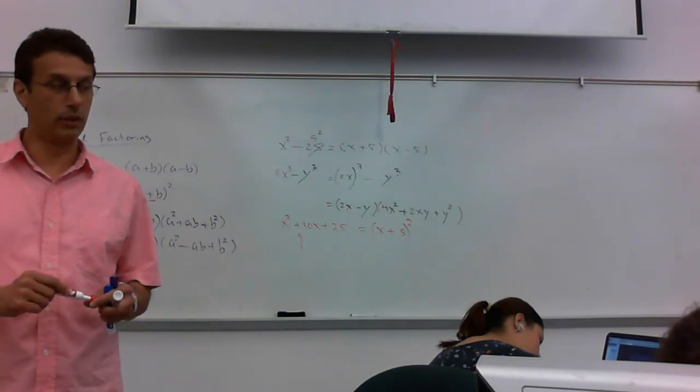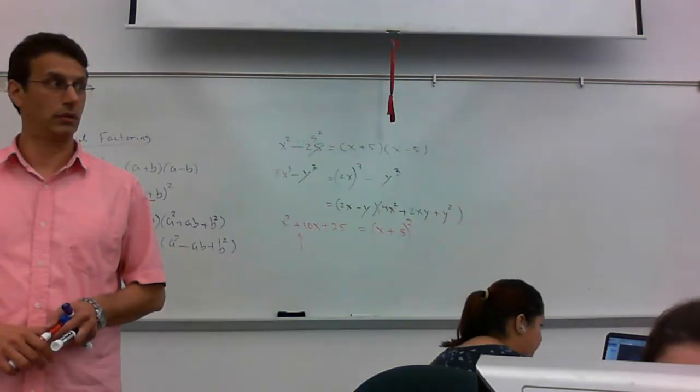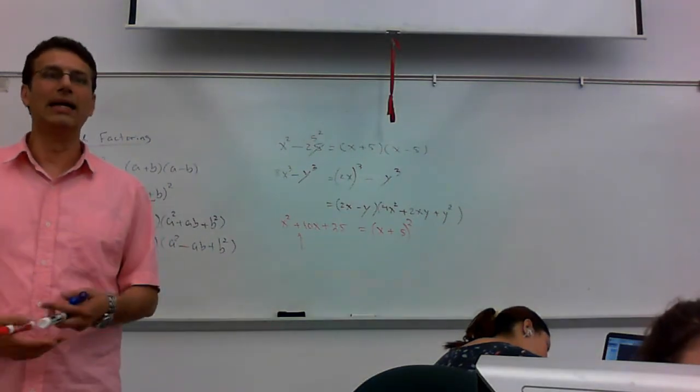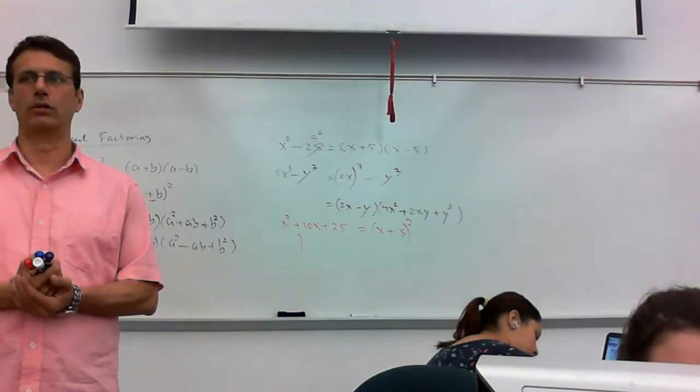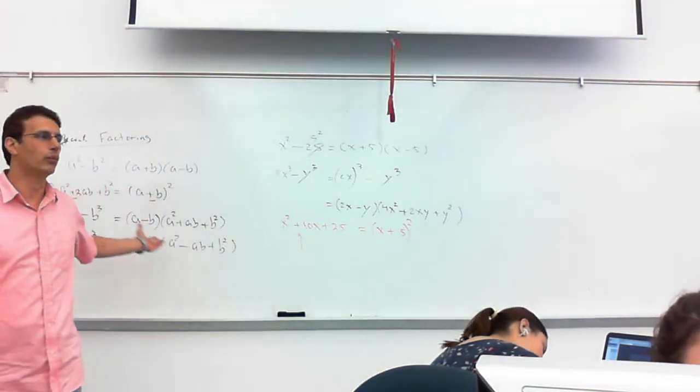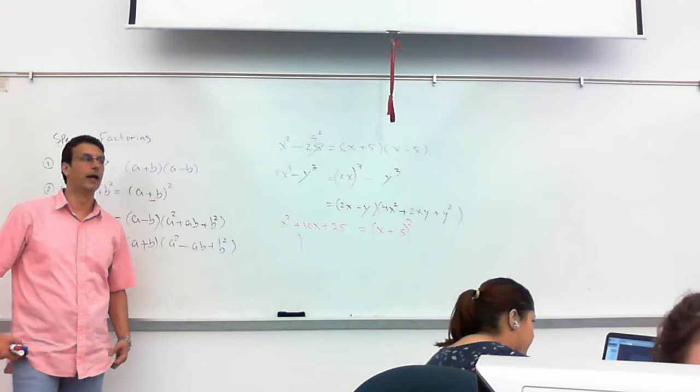Why do I say probably? Because you have to check the middle term. Don't assume this is the answer. Okay? That is one easy way to see the answer. If it fits into one of those special products, now we call it a special factor.